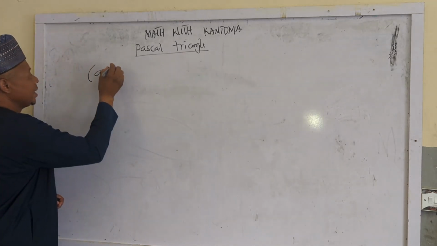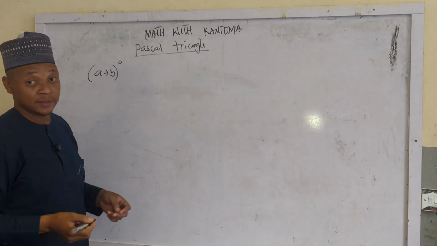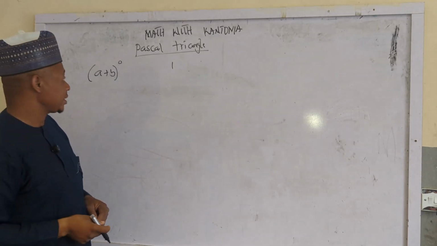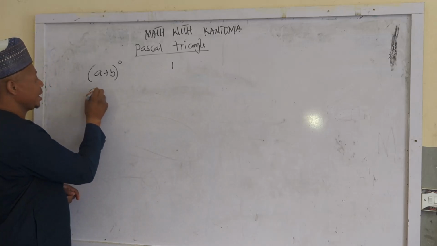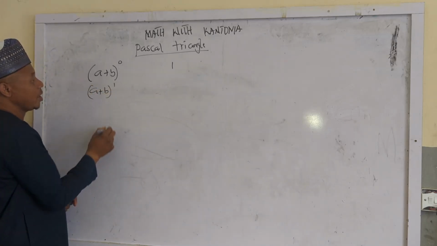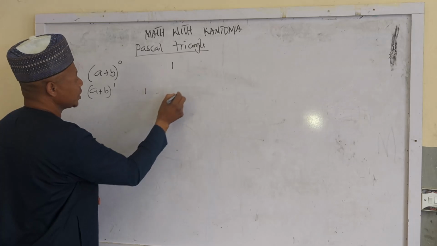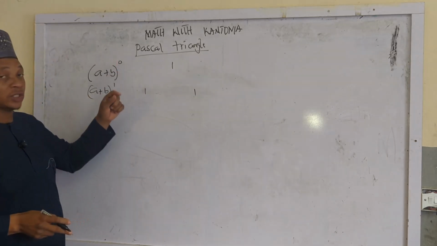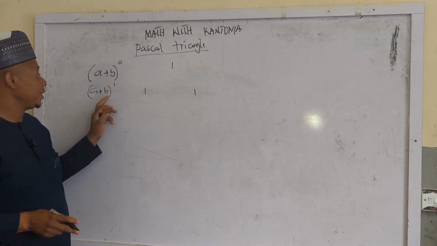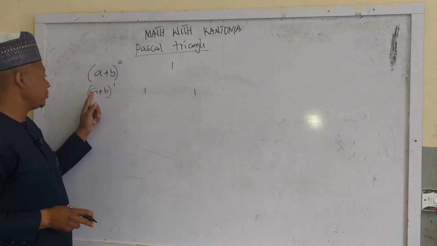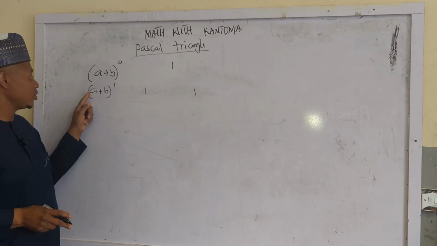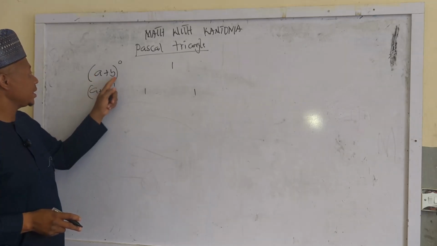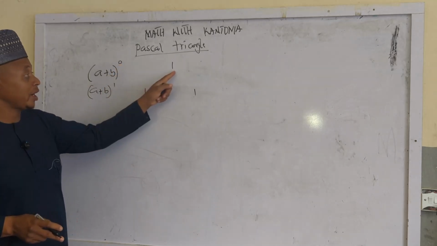Now we all know that any number raised to the power of 0 is the same thing as 1, so it has a coefficient of 1. This is how we plot the Pascal's triangle. Any value raised to the power of 1 has coefficients 1, 1. When it is 0, the coefficient is only 1. But when it is 1, it has 2 coefficients. Meaning, if you expand this, a has a coefficient of 1, and b also has a coefficient of 1. But the whole of this raised to the power of 0 is the same thing as 1. That is why we have this one.